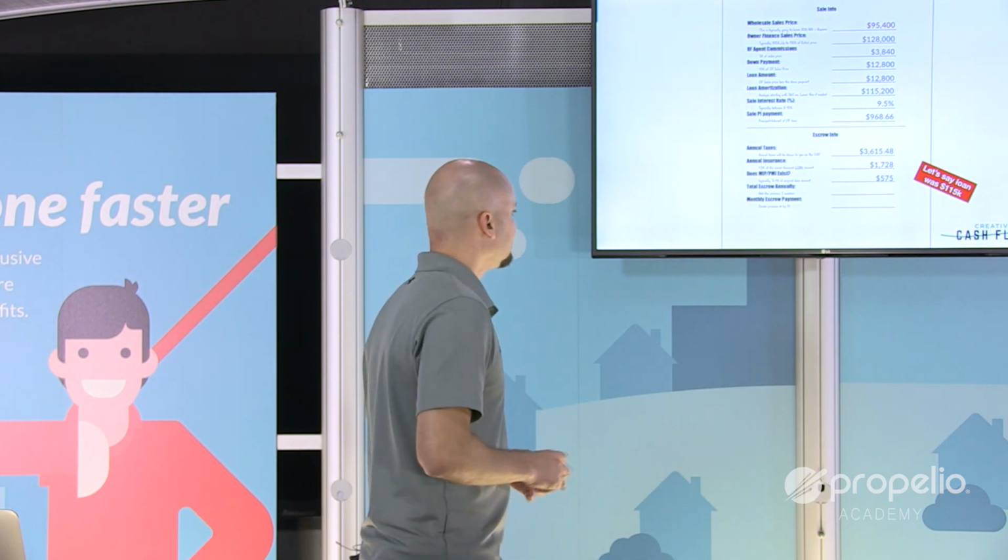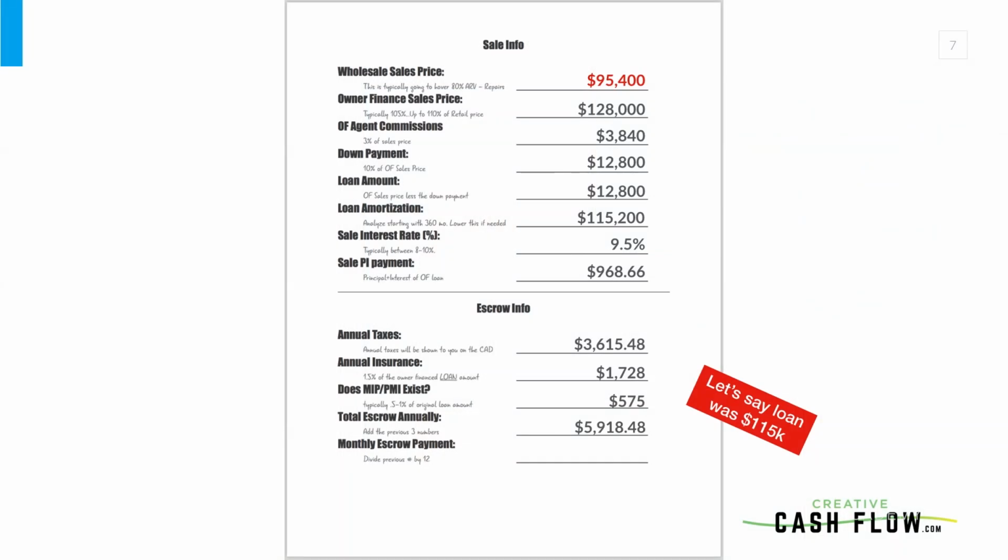All right? So add up those previous three numbers. You've got a total annual escrow of $5,918.48, which you divide by 12 to get your monthly escrow payment of $493.21. So let's move on to the next page, page 3.